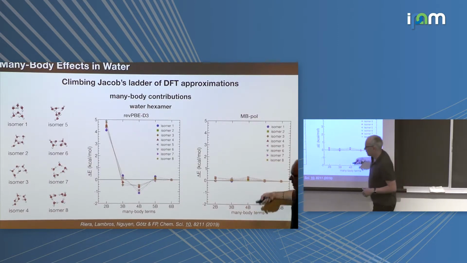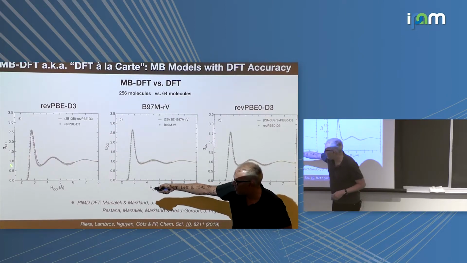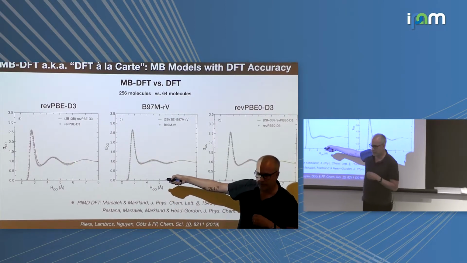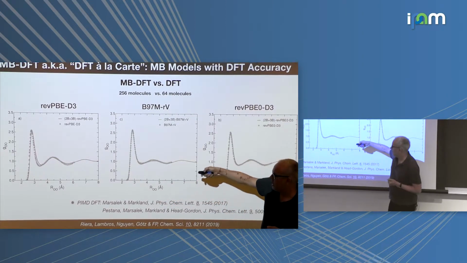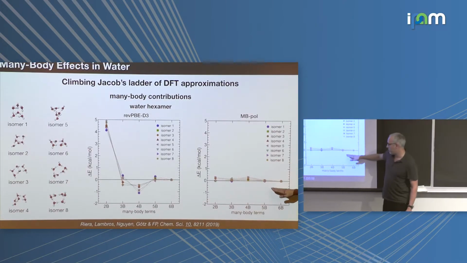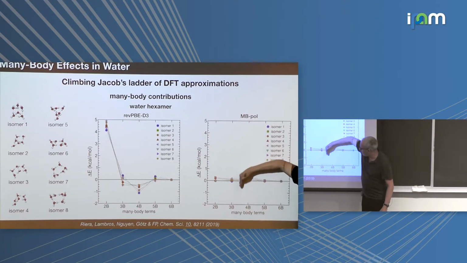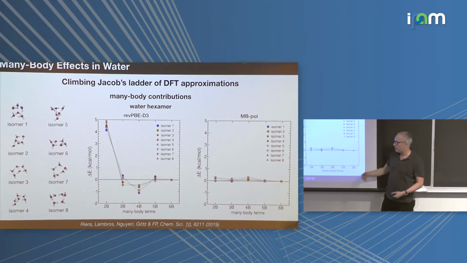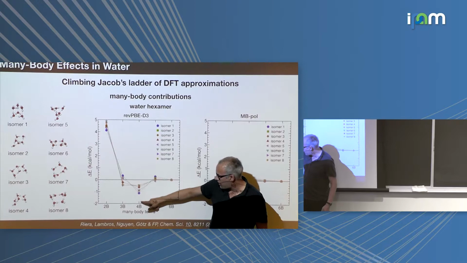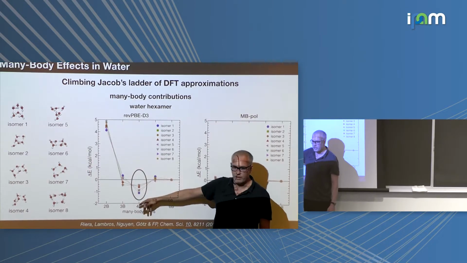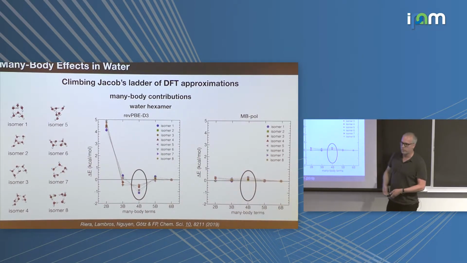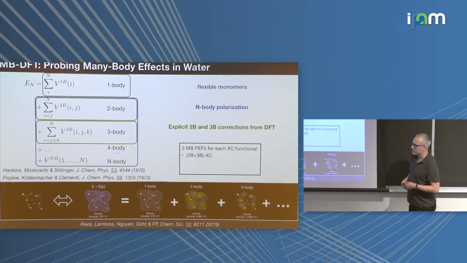And I want to point out, the agreement with revPBE-D3 is a little bit less good. And that is because, as I mentioned, in our model we only target the two-body and three-body at the DFT level. All higher-body interactions are still described by MB-pol. And now you can see that revPBE-D3 has a huge error at the four-body level that is not compensated in our simulation. This is the reason why revPBE-D3 doesn't work very well in the many-body expansion.